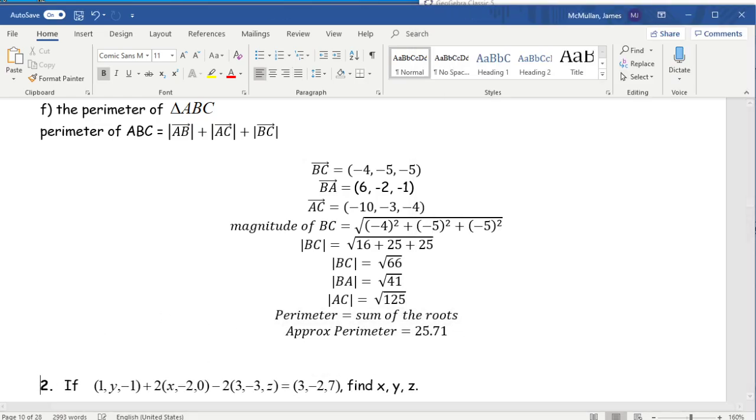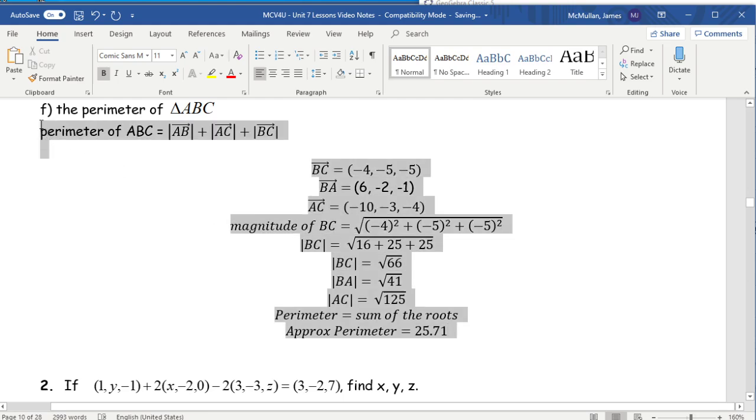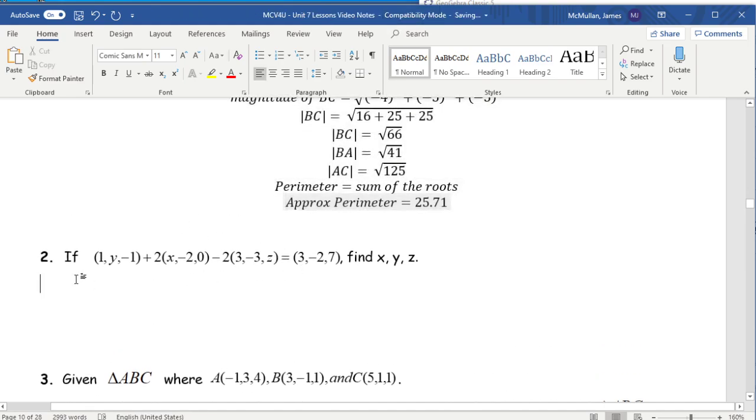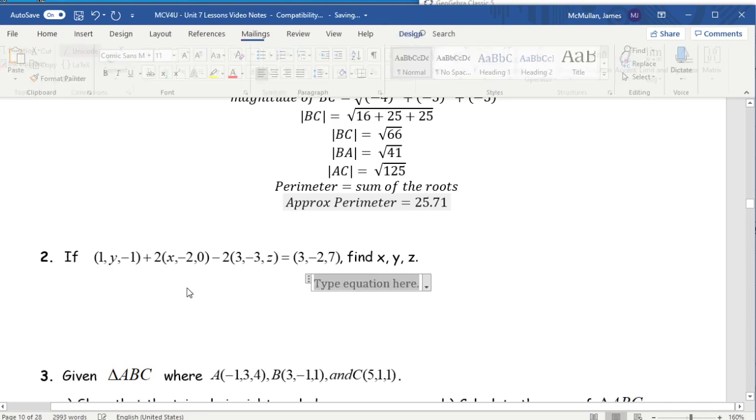Okay, so again, very common question, the perimeter. Not very difficult, but you do need to know your stuff in order to get it. Okay, here we go. It says if this vector plus this vector plus this vector equals this, find x, y, and z. Again, a question that looks difficult but is actually quite simple.